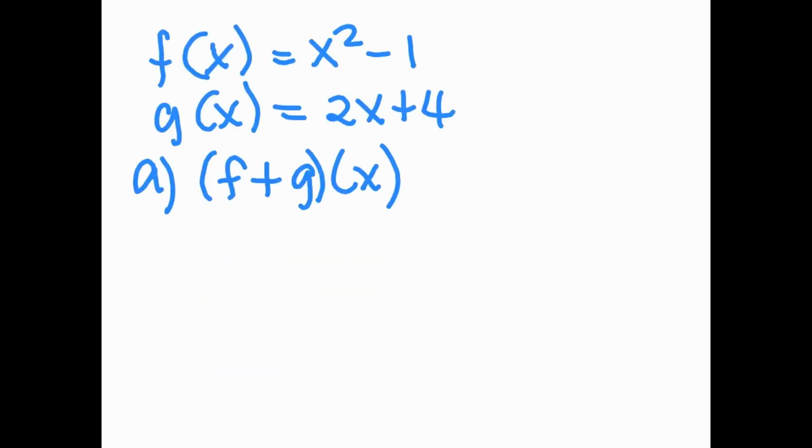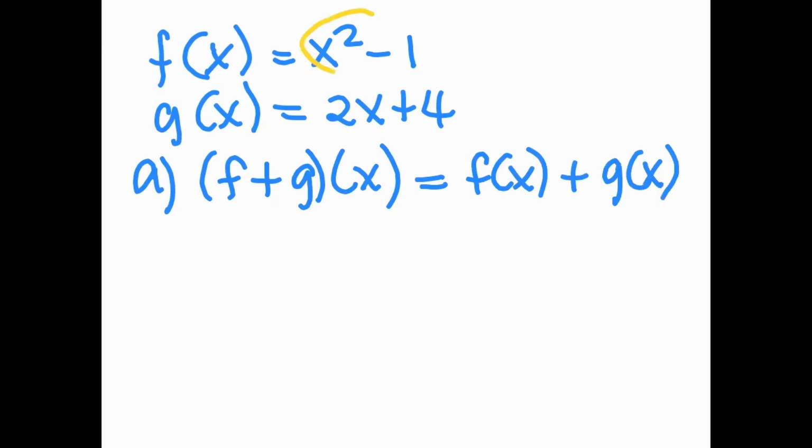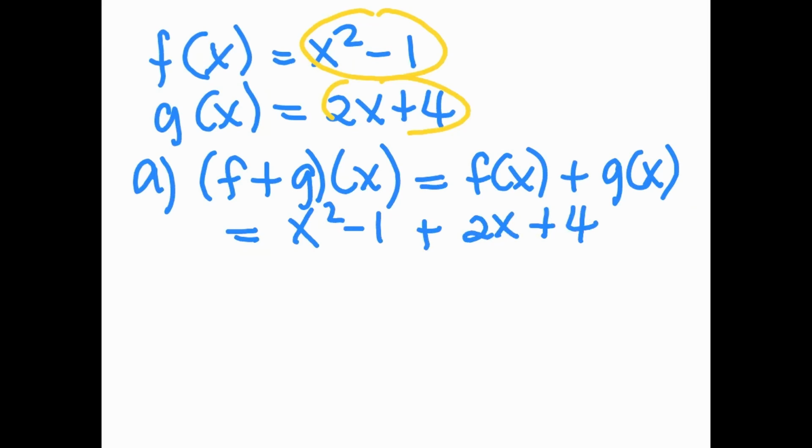Alright, first we'll solve for the sum f plus g of x. So again, this is just the sum of the two functions, f of x plus g of x. So we'll plug in here these expressions for these two functions. So this will now become x squared minus 1 plus the second expression, 2x plus 4. Then we'll just collect like terms.